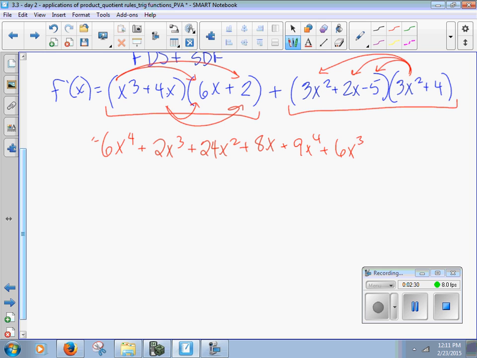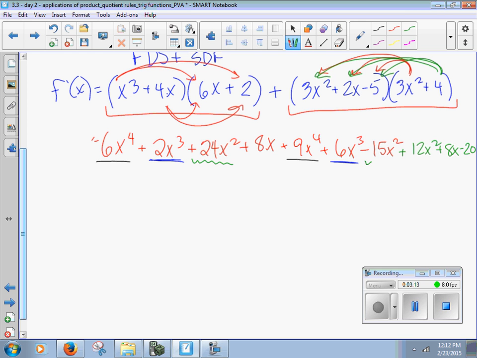I'm going to distribute backwards, just because. I don't know why I do it that way, I just do. 3x squared times 3x squared is 9x to the fourth. 3x squared times 2x is 6x to the third. 3x squared times negative 5 is negative 15x squared. Am I done? No, dang it, I'm not. Okay, distribute the 4. So 4 times 3x is 12x squared. 4 times 2x is 8x. 4 times negative 5 is negative 20.